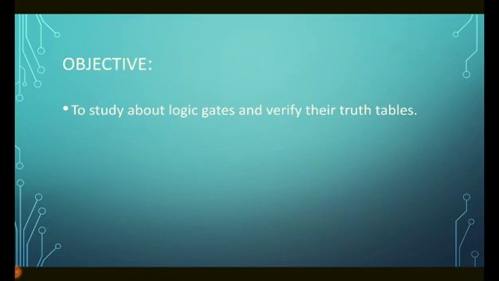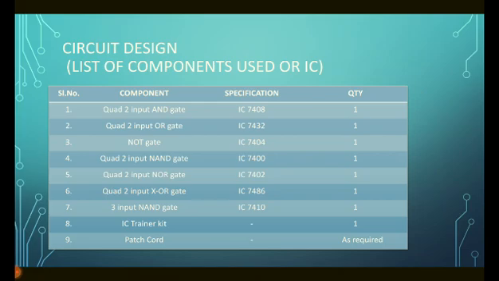Objective: to study logic gates and verify their truth tables. Circuit design: list of components or ICs used. Here we use 9 components in total: 2 input AND gate, 2 input OR gate, NOT gate, 2 input NAND gate, 2 input NOR gate, 2 input XOR gate, 3 input NAND gate, IC trainer kit, and patch cord.